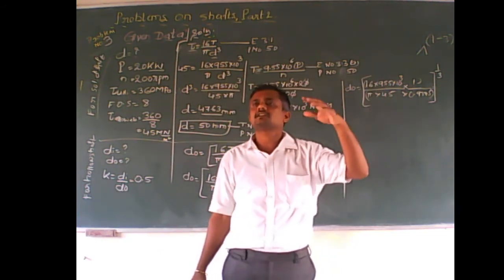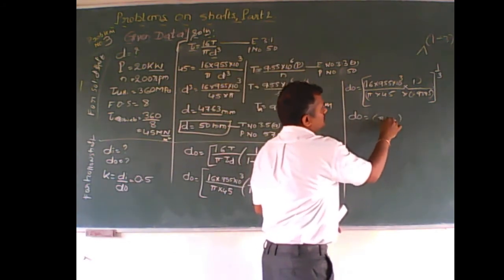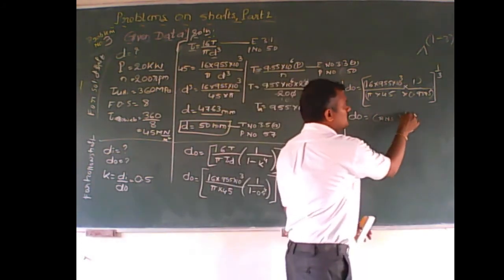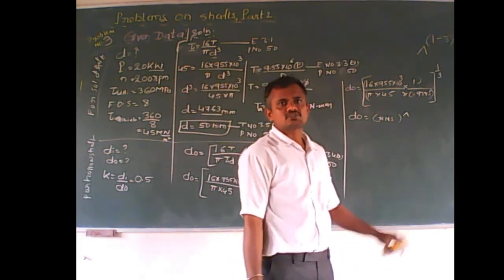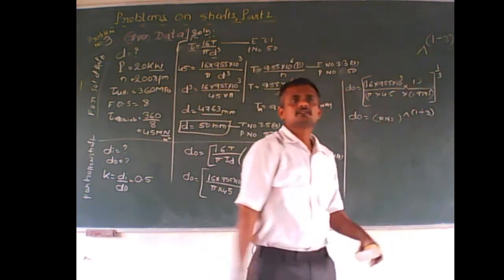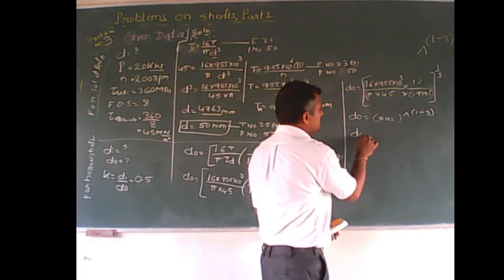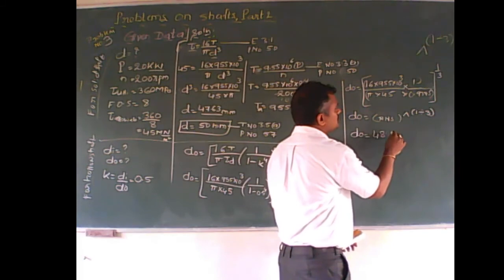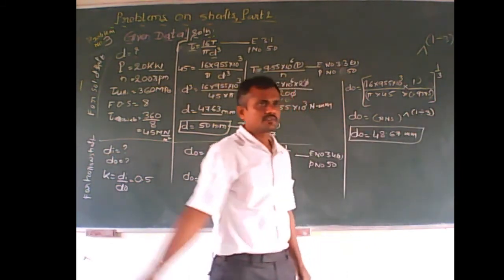So how much answer are you getting? You are getting some answer, correct? Understood? So afterwards what you can do? You can use this symbol in your calculator, raised to. Bracket you again open, 1 divided by bracket 3 and bracket close. So with the help of that, what are you getting? D outer as 48.67 mm you are getting. So D outer will be 48.